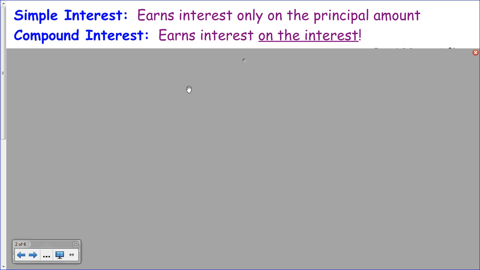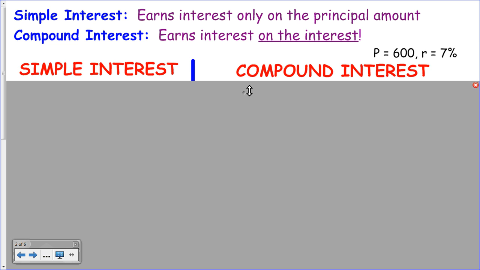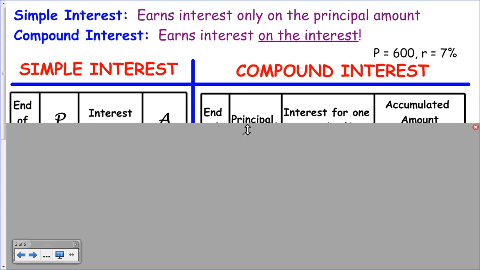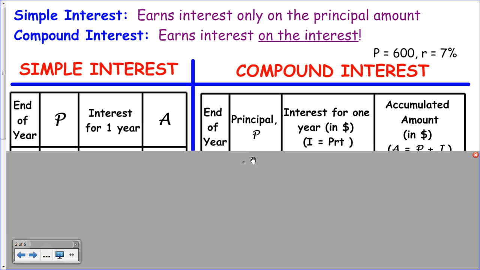Compound interest earns interest on the interest, which means any previously earned interest that you've earned within the year, the following year, you will now get interest on the new amount. So let's take a look at a very similar table to the one we did in video lesson 1, but we're going to do it again using compound interest. I'm going to use the same numbers.